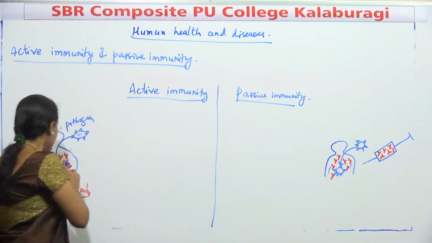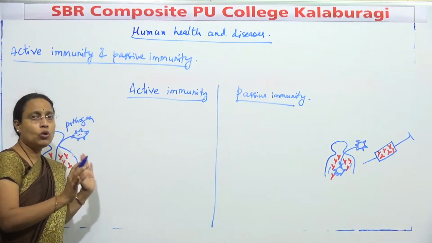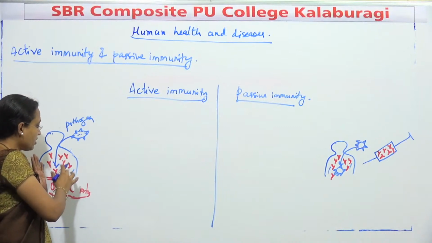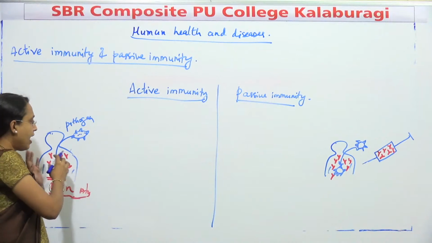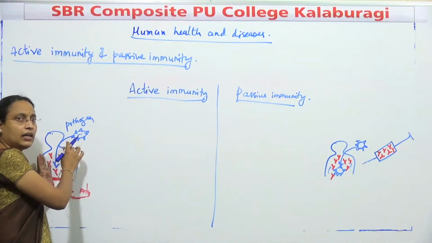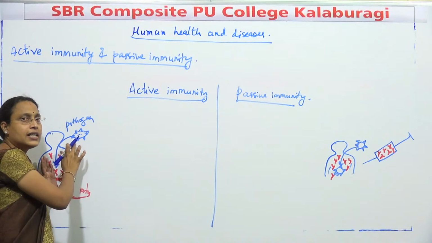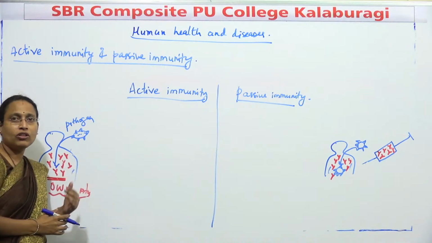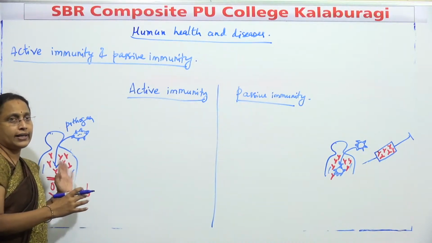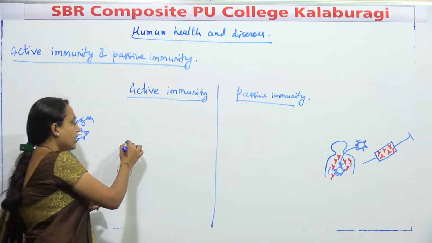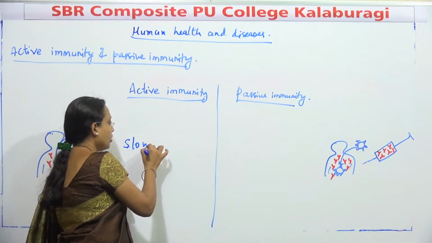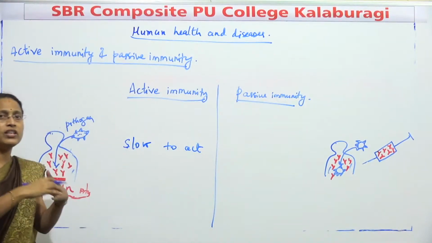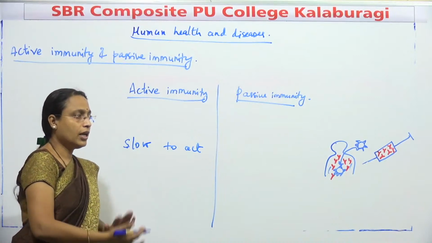Act means what? See here, this pathogen is not so dangerous. So enough time is there, 3 days or more. So the immune system will produce its own antibodies, and those antibodies will finally prevent this pathogen from causing a disease. But for this process to occur, definitely it will take a minimum of 3 days or more. So it is slow to act on the pathogen, slow to act upon the pathogen and finally bring about immunity.